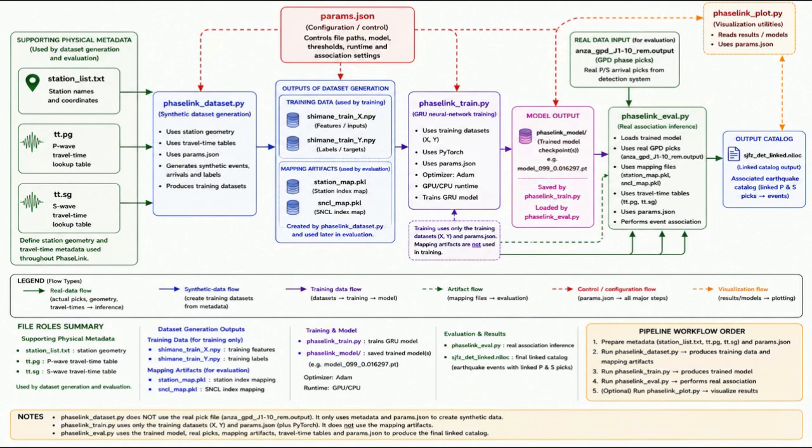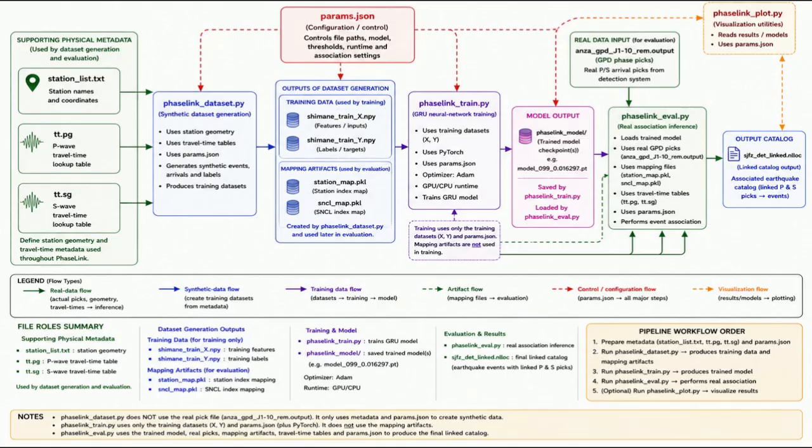At this stage, the GRU neural network is trained using the PyTorch deep learning framework. The network repeatedly examines synthetic arrival patterns and gradually learns which combinations of PICs are likely to belong to the same earthquake. During training, the Adam optimizer adjusts the internal network weights through backpropagation in order to reduce prediction error. The final trained model is then saved within the PhaseLink model directory as files such as model_099_0.016297.pt.